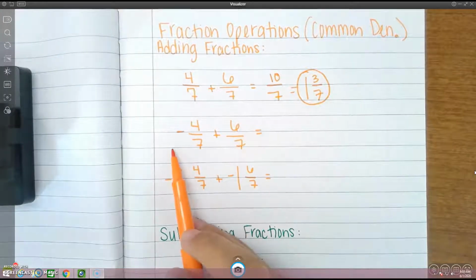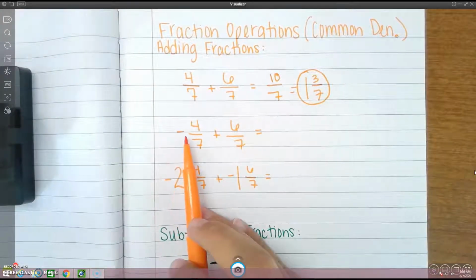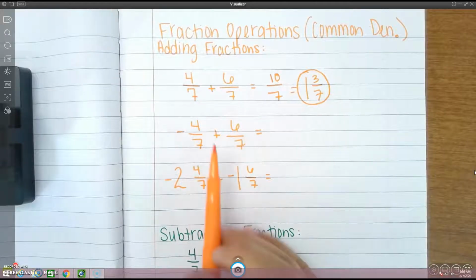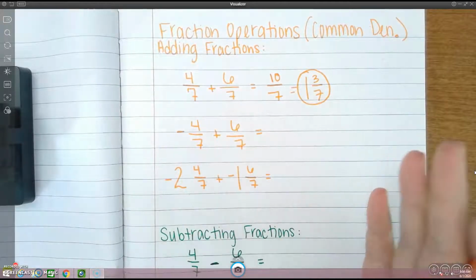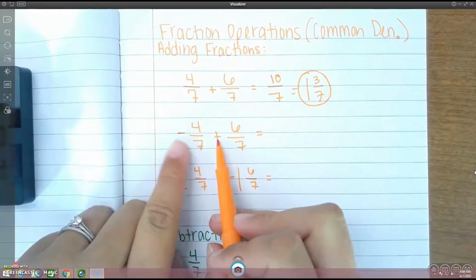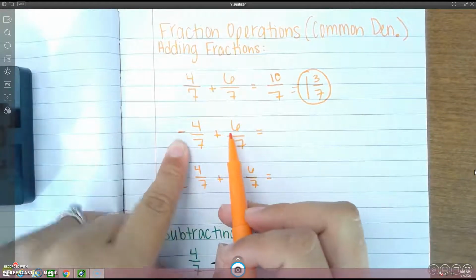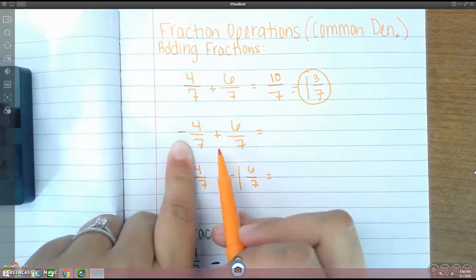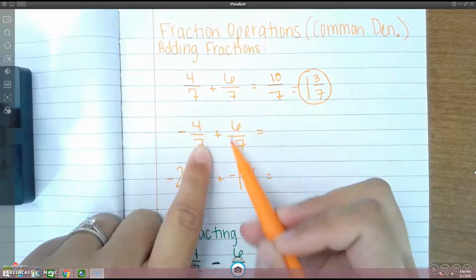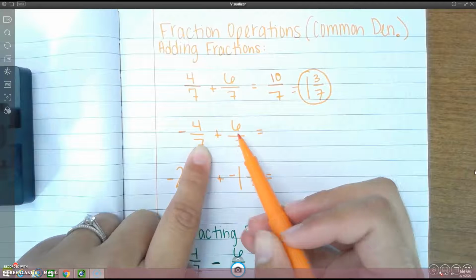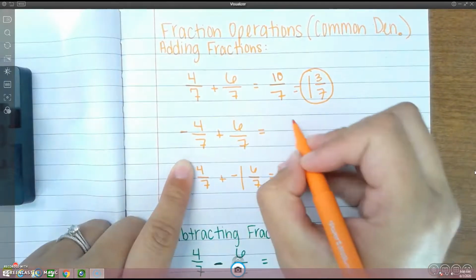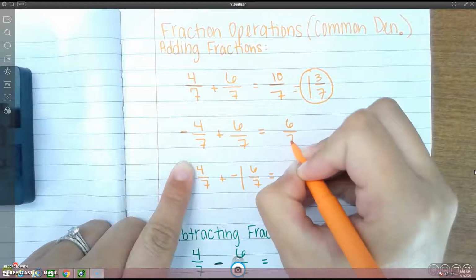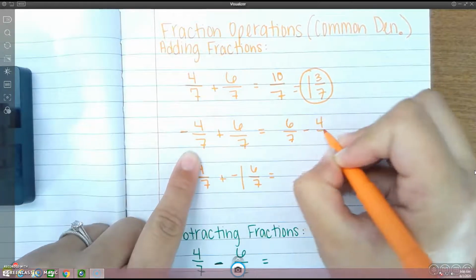Now what if we threw in a negative? Okay, so now it's negative 4/7 plus a positive 6/7. Well, our integer operations rules still apply. So if we're adding a negative and a positive, we have opposite signs, which means that we actually want to subtract these. Okay, and you always want to subtract the bigger number here first. So really we are going to take 6/7 minus a 4/7.